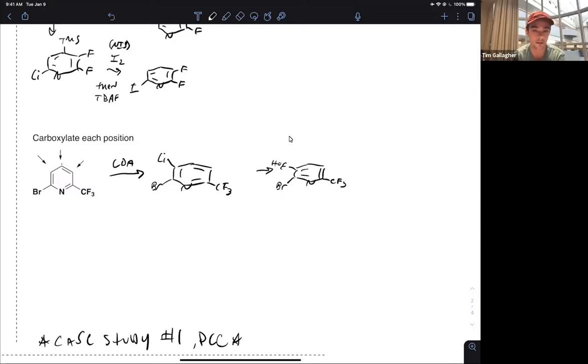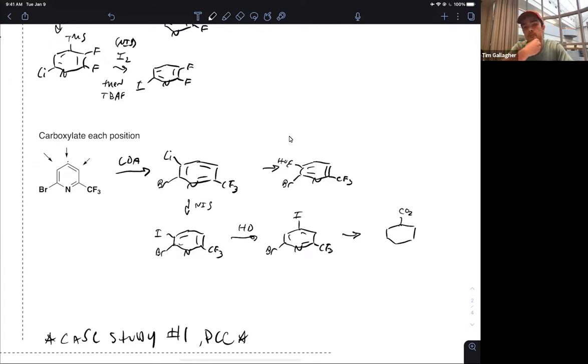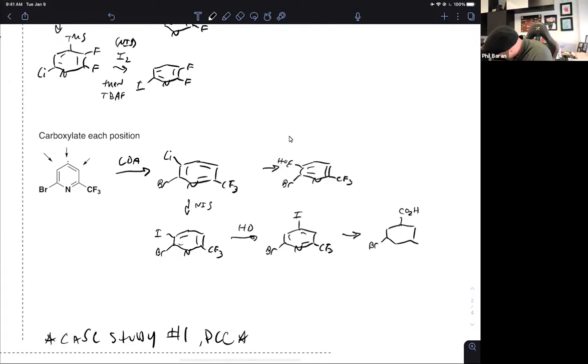So here, if you do that LDA again to get that lithium there, you can quench with iodine instead, and then do halogen dance to put that at the 4 position, and then the same iteration where you can use base and make that into the carboxylic acid. So you could use Grignard conditions, let's say. And the iodide is going to react far faster than the bromide. Don't worry about that. And that will give you that one.